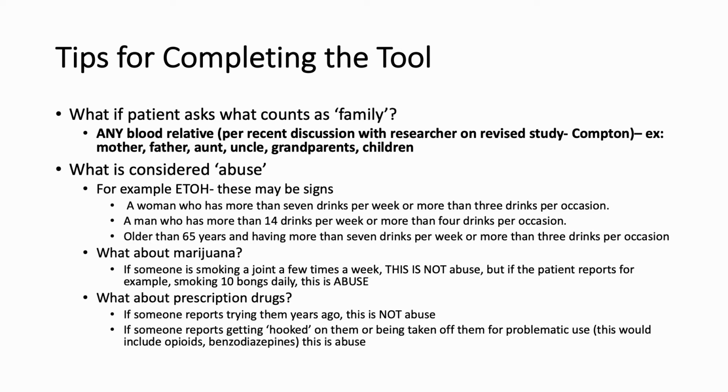And then abuse. I usually word it as, have you ever had, or has your family members ever had problems with alcohol use that interfered with their responsibilities? But if you wanted to have signs, it's like someone who's drinking more than 7 drinks a week or 3 drinks on occasion, or a man who has more than 14 drinks per week or more than 4 drinks on occasion. If someone is smoking a joint a few times a week, this may not be abusive versus someone who may be smoking a bong 10 times a day.